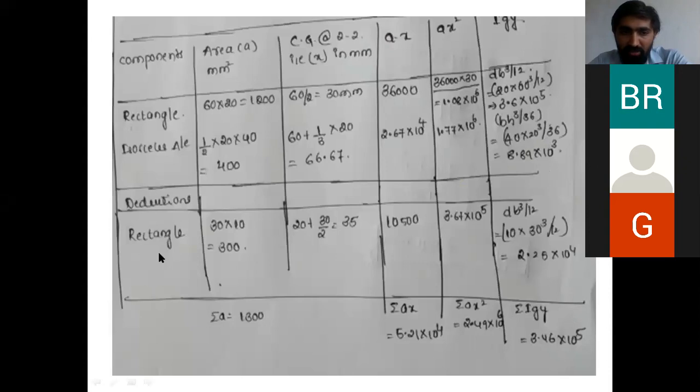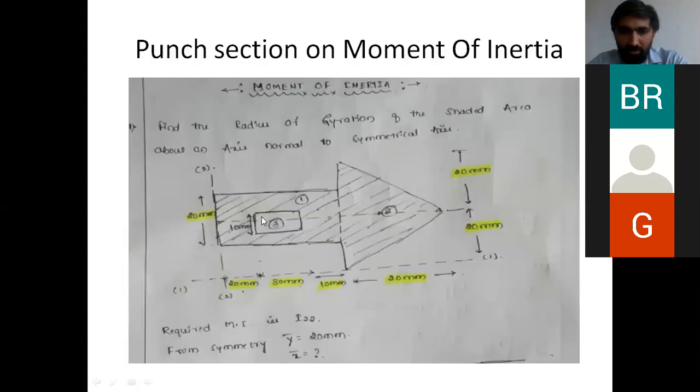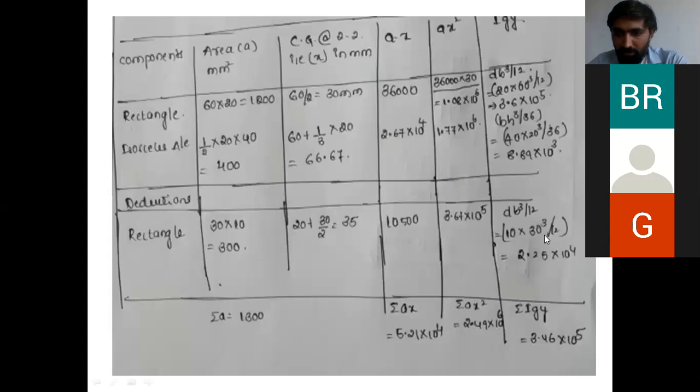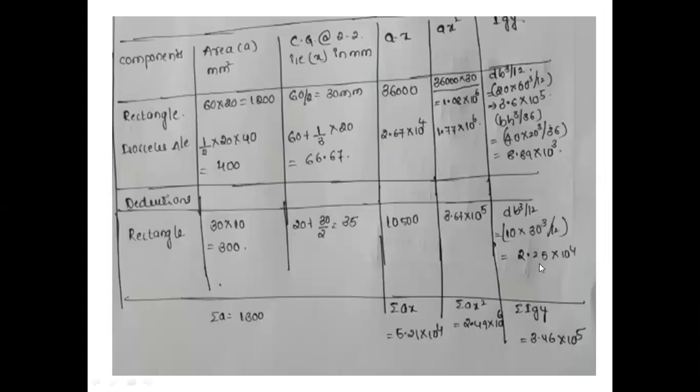Similarly, I need to deduct the rectangle, so that will be db cube by 12. 10 will be the depth, and the width will be 30 cube. Depth into 30 cube by 12. So you will get 2.25 into 10 raised to 4. That is what you will get.